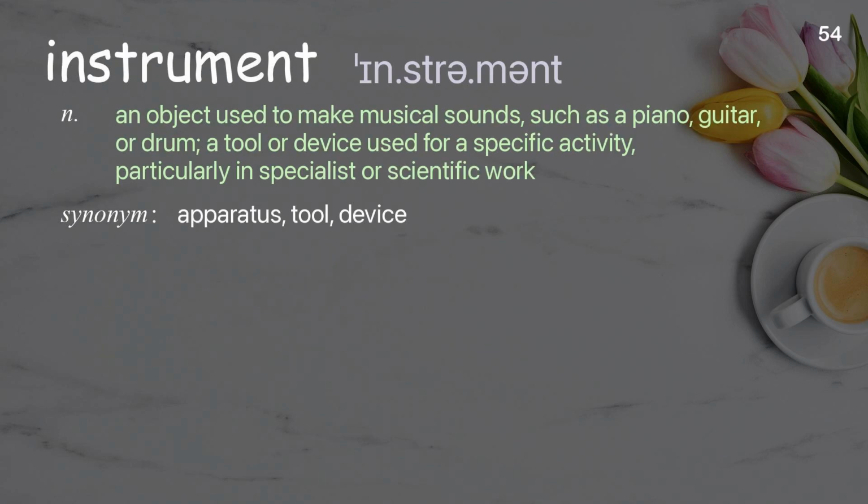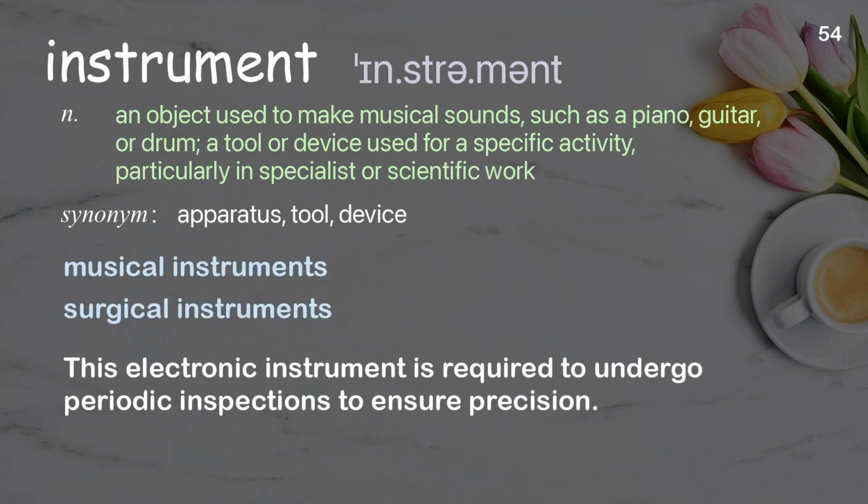Instrument: an object used to make musical sounds, such as a piano, guitar, or drum, a tool or device used for a specific activity, particularly in specialist or scientific work. Examples: musical instruments, surgical instruments. This electronic instrument is required to undergo periodic inspections to ensure precision.